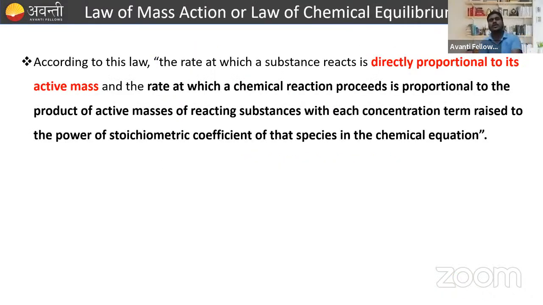Now, what is the law of mass action, or we say the law of chemical equilibrium?